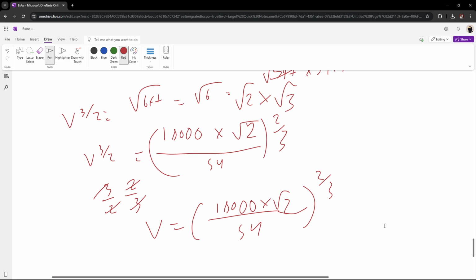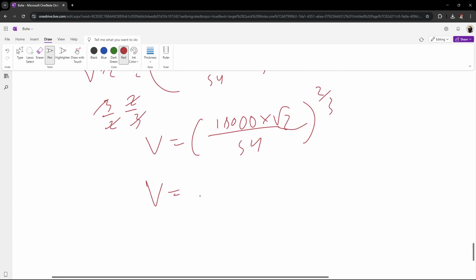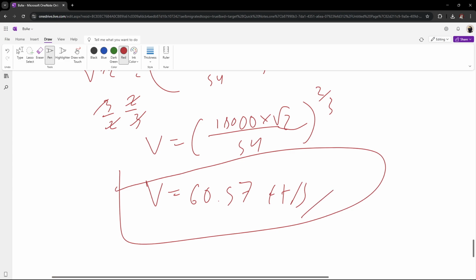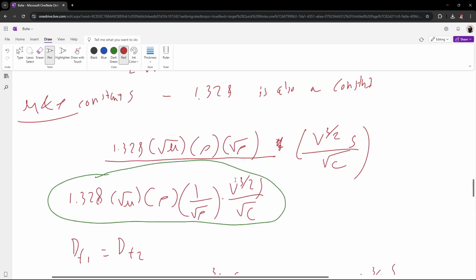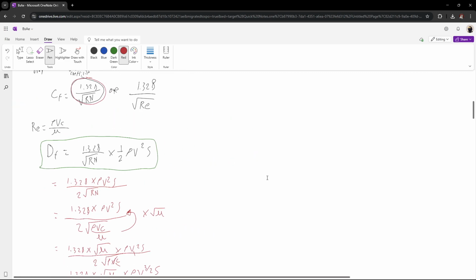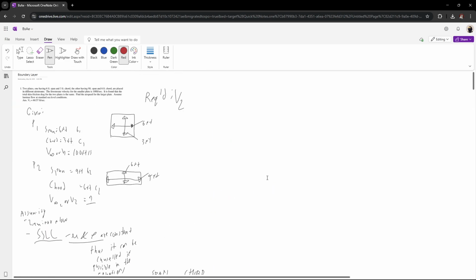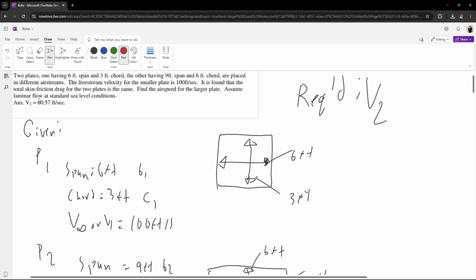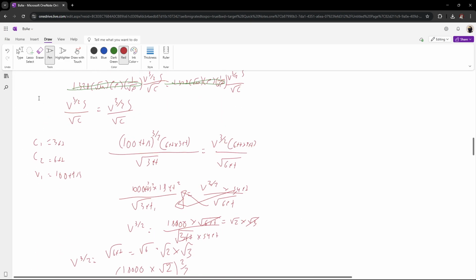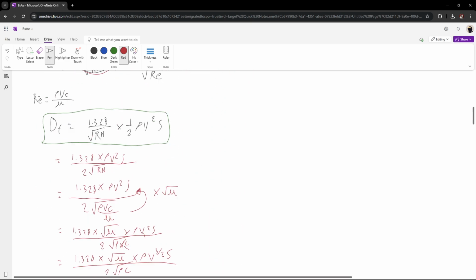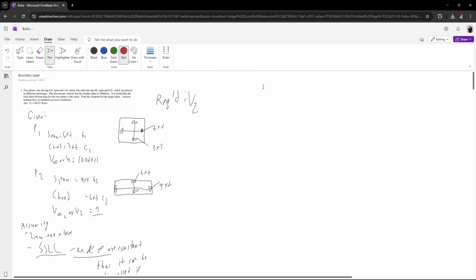60.57 foot per second. V equals 60.57 foot per second. Okay, cross-checking the answer. We have 60.57 foot per second. Yeah. Okay.